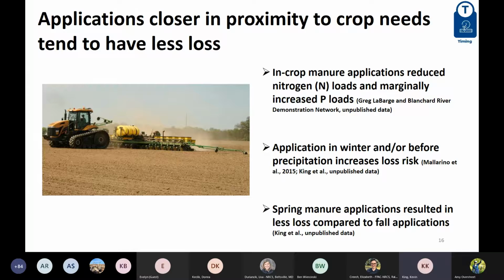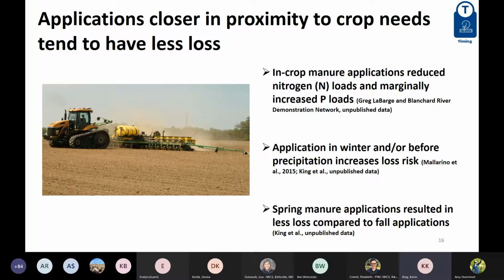In addition to time since application to first rainfall, the time component of SMART also includes time of year. Applications closer in proximity to crop needs tends to have less loss. Data out of the Ohio demonstration farms showed that in-crop manure applications reduced nitrate loads and marginally increased phosphorus loads.